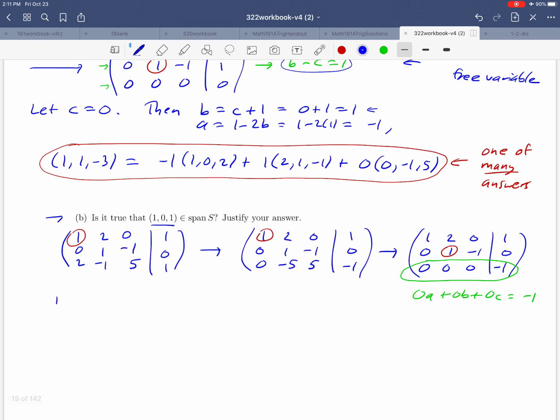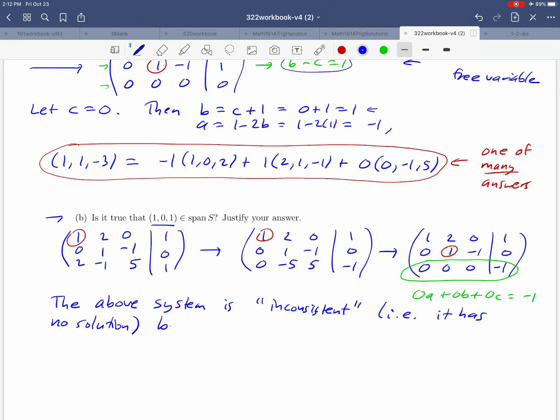Here's what we can say, just to bring back a little terminology from maybe a previous linear algebra course. The above system is inconsistent. That's a word that we'll use to say that it has no solution. It's because of that last row. The last row reads 0 equals negative 1, which is false.